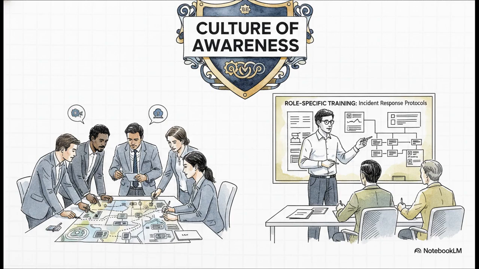And this section wrapped up with Chapter 13, which brought everything back to your people. The goal here is to turn disaster recovery from some document sitting on a shelf into actual organizational muscle memory. Through regular, role-specific training and drills, you're not just creating a plan anymore, you're building a genuine culture of resilience.